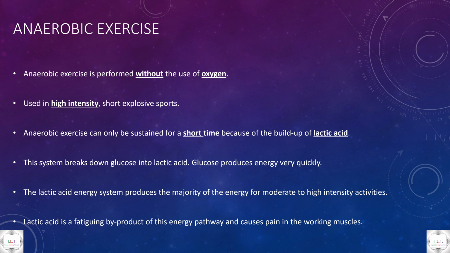So you'll see on this slide that all of the key points you need to know are underlined and in bold, so it's important that you make a note of these. And the anaerobic system breaks down glucose into lactic acid because the glucose is what produces the energy very quickly. The lactic acid energy system then produces the majority of energy for these moderate to high intensity sports. So as part of the lactic acid system, that's why it becomes a waste product. And lactic acid itself is a fatiguing byproduct of this energy pathway, and it causes a lot of pain, and it's often why people can't continue to exercise at such a high intensity.